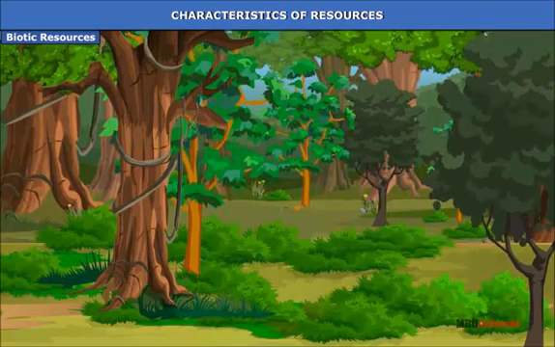Biotic resources. These are living resources like forests and forest products, agriculture, animals, birds, marine life, etc. Abiotic resources. These are material resources of non-living things. Examples are minerals like iron ore, copper, land resources, soils, etc.